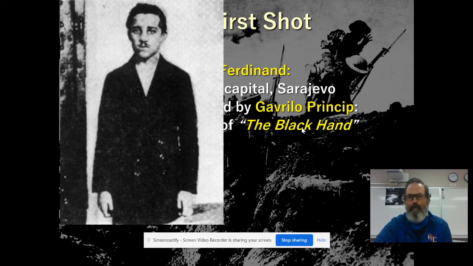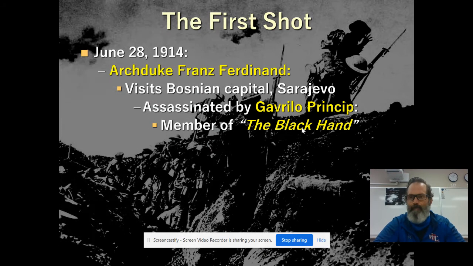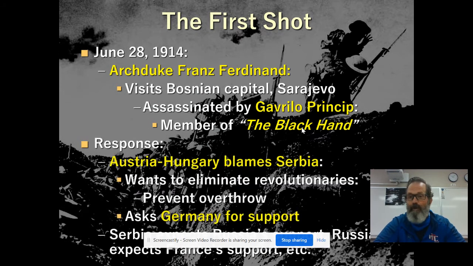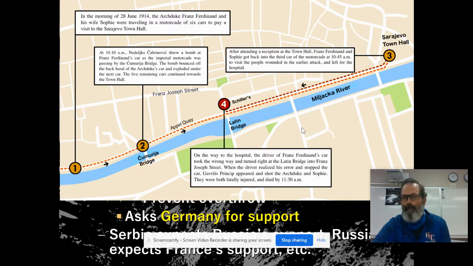But there were 6 people initially sent in to do this assassination, and they were all given a little piece or a pill of some type of poison that they were supposed to take if they were about to get captured. The first person who made an attempt tried to take that pill, and it was not very effective. It made him sick, but it didn't kill him, and he was captured and beaten by a crowd and ended up put in prison.